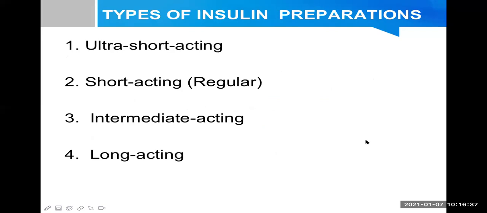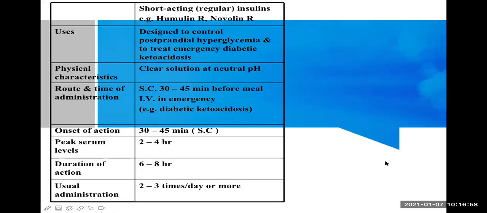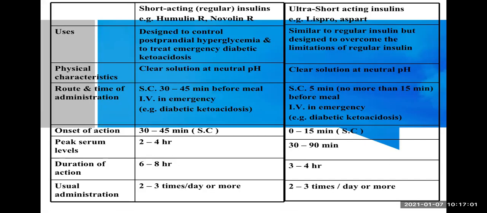Now, let's talk about the types of insulin preparation. Ultra-short-acting insulin, short-acting or regular insulin, intermediate-acting insulin, and long-acting insulin. So there are four types: ultra-short-acting, short-acting or regular, intermediate-acting, and long-acting. It all depends on how long they act. Now, please focus here.